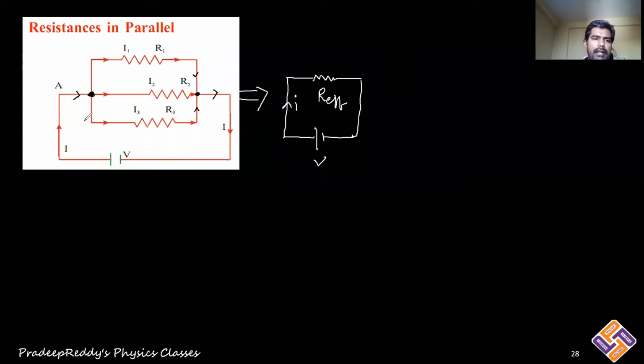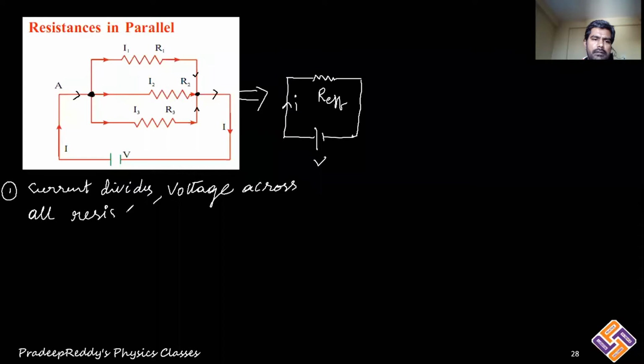Now in parallel combination, point number 1 to be noted is that current divides, but voltage across all resistors remains the same. Voltage across all resistors remains the same, but current divides. The effective circuit can be redrawn in this way.